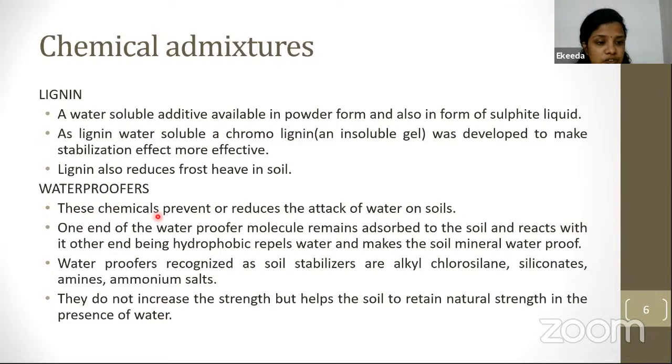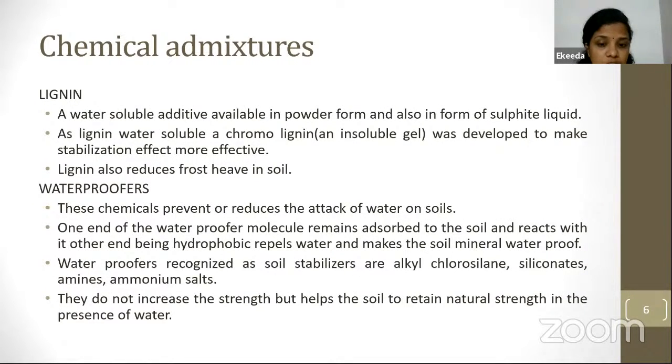Then next is waterproofers. These chemicals prevent or reduce the attack of water on the soil. One end of the waterproofer molecule remains absorbed to the soil and reacts with it. The other end, being hygroscopic, repels water and makes the soil mineral waterproof. So the next, waterproofers, as the name indicates, make the soil repel water. That is, when you pour water on the soil, inside the voids of this soil, the waterproofers will be present. Thereby it repels the water out and reduces the permeability.